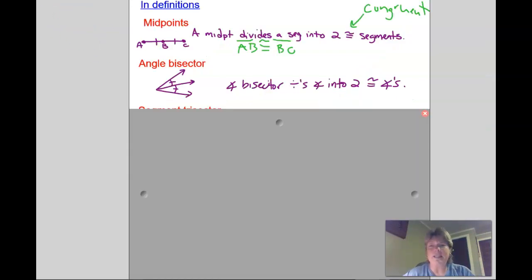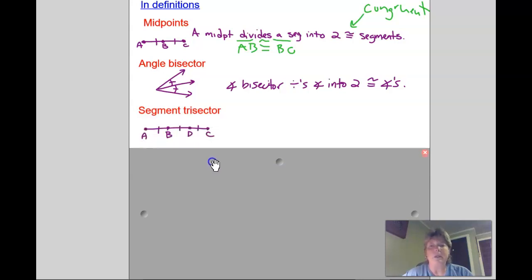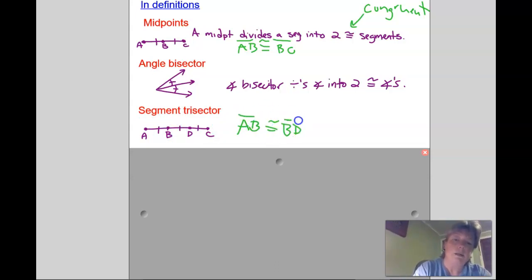And then a couple other things. These don't come up very much in proofs, because you don't usually have segments or angles that are trisected. But just so we understand what it means, a segment trisector divides a segment into three congruent segments. So this would mean segment AC is trisected if AB is congruent to BD is congruent to DC. You can tell that on the picture because they're all labeled with the same symbol.